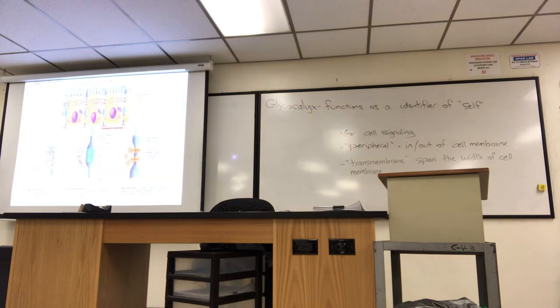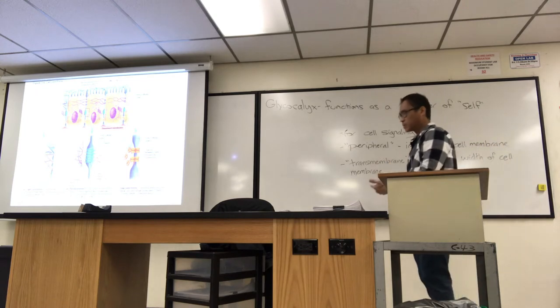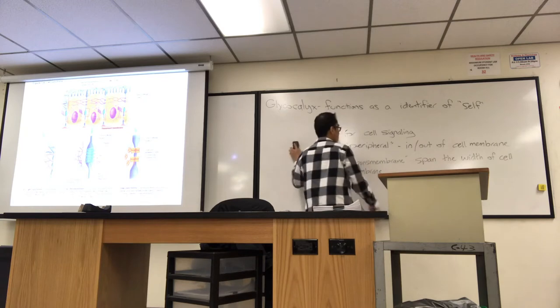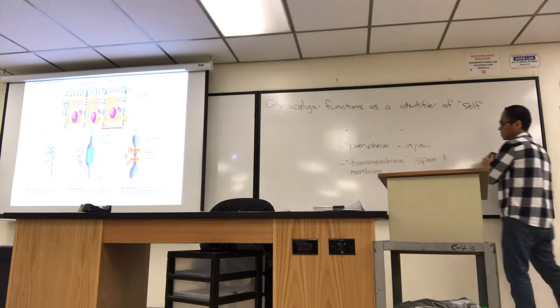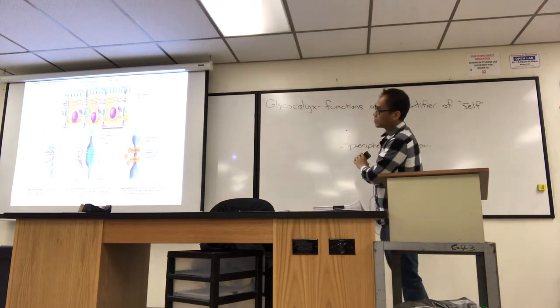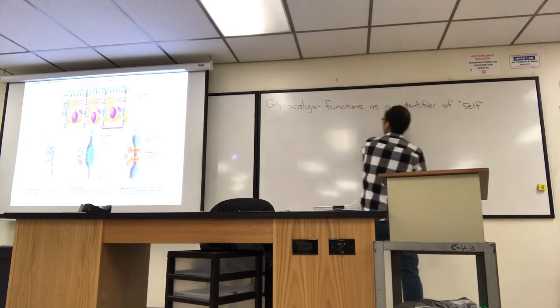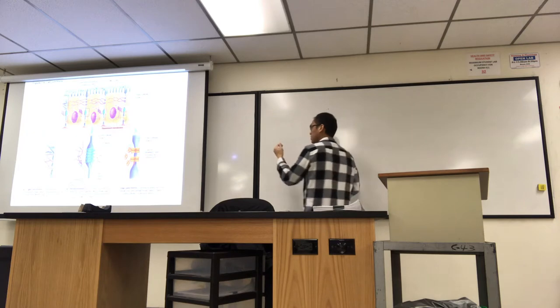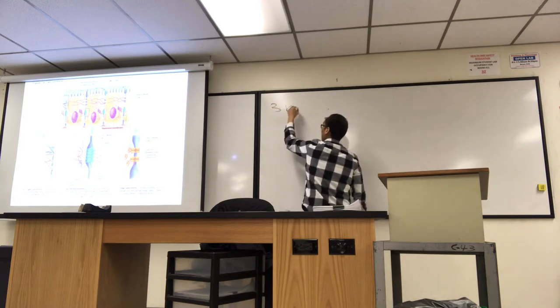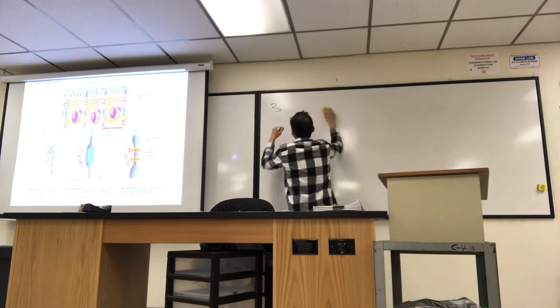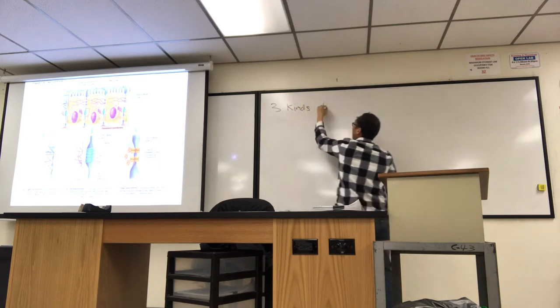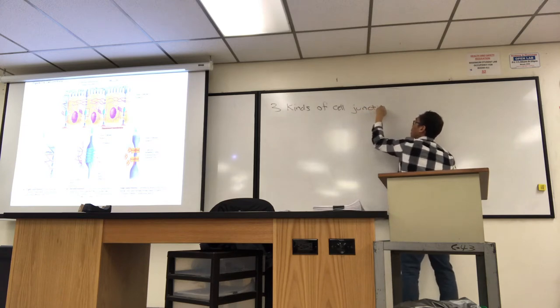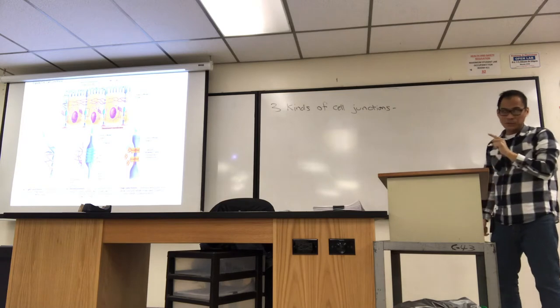Now, the thing about cells is when we start talking about tissues, you'll see that cell-to-cell interactions can be very important. They'll crop up every now and again, especially when you talk about epithelial tissue and muscle tissue. They're really important. So in this figure, they're showing you three different kinds of cell-to-cell interactions, cell junctions, as they're called. Three different kinds of cell junctions, very important for epithelial and muscle tissue when we talk about those.